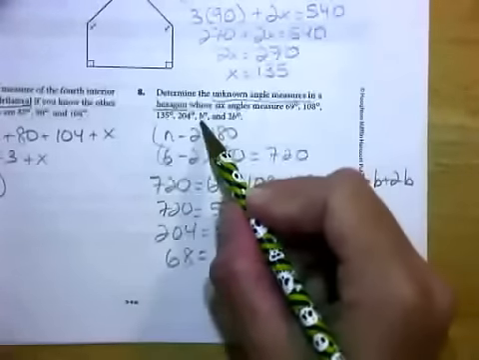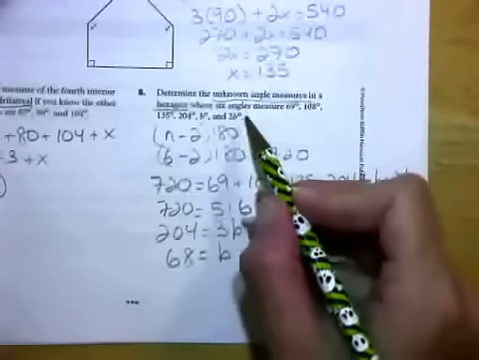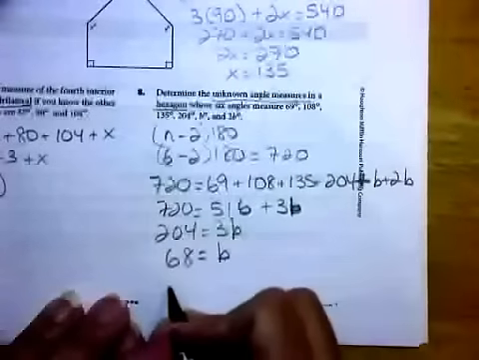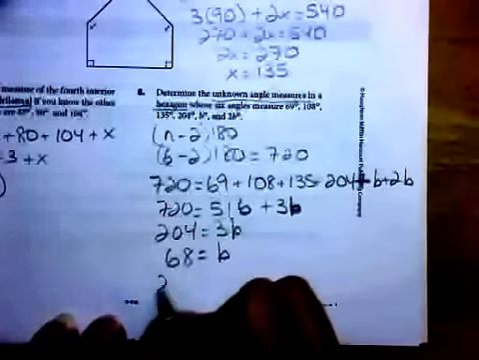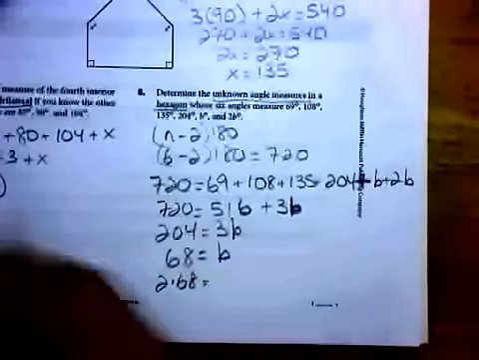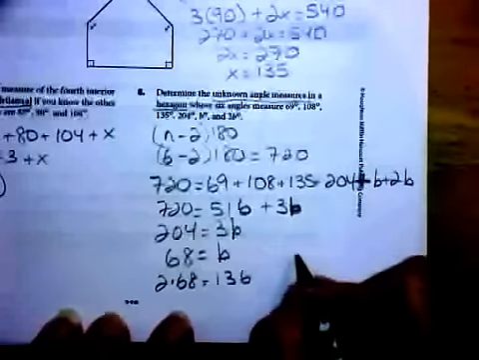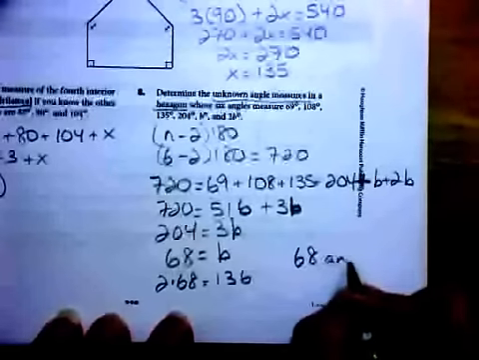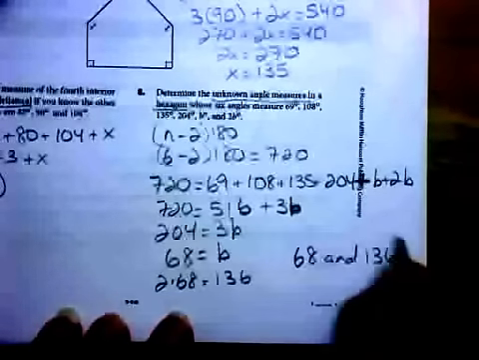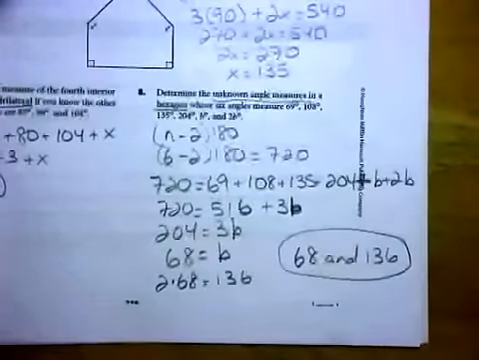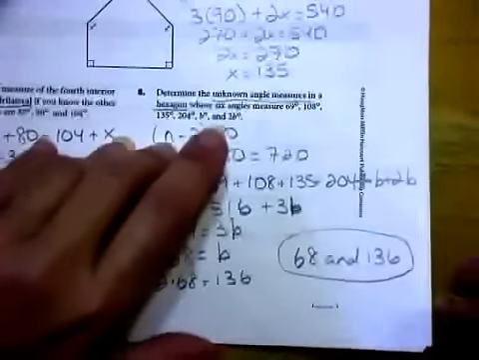Well, we found one of them because one of our angles was indeed b. The other angle, however, was 2b. So this is one of my angles, and then 2 times that is 136. So my two angles are 68 and 136. Always make sure that you're going back to read the question.